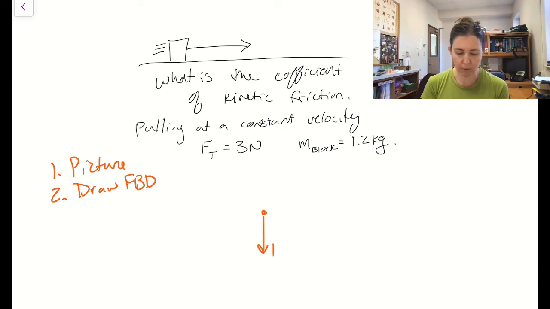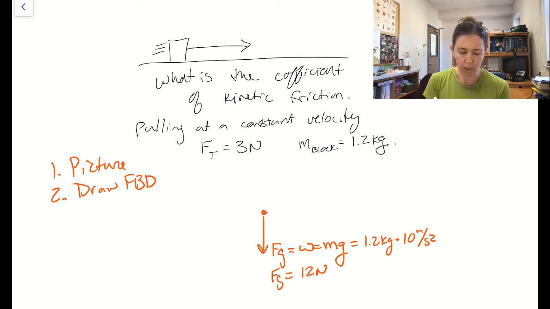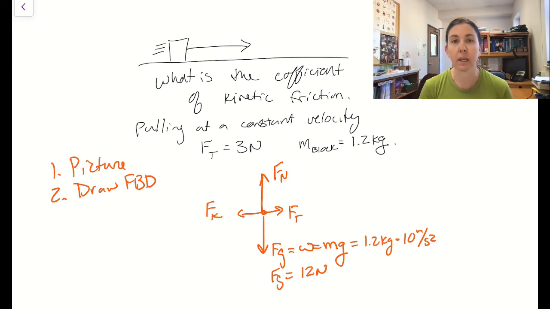I have the force of gravity, which is the weight, which is the mass of the object times the gravitational field strength. So 1.2 kilograms times 10 meters per second squared. So my weight, or my force of gravity, will be equal to 12 newtons. My upward force is my normal force, and then I get my sideways force of tension and my backwards force of friction. I'm just going to label that F_k.